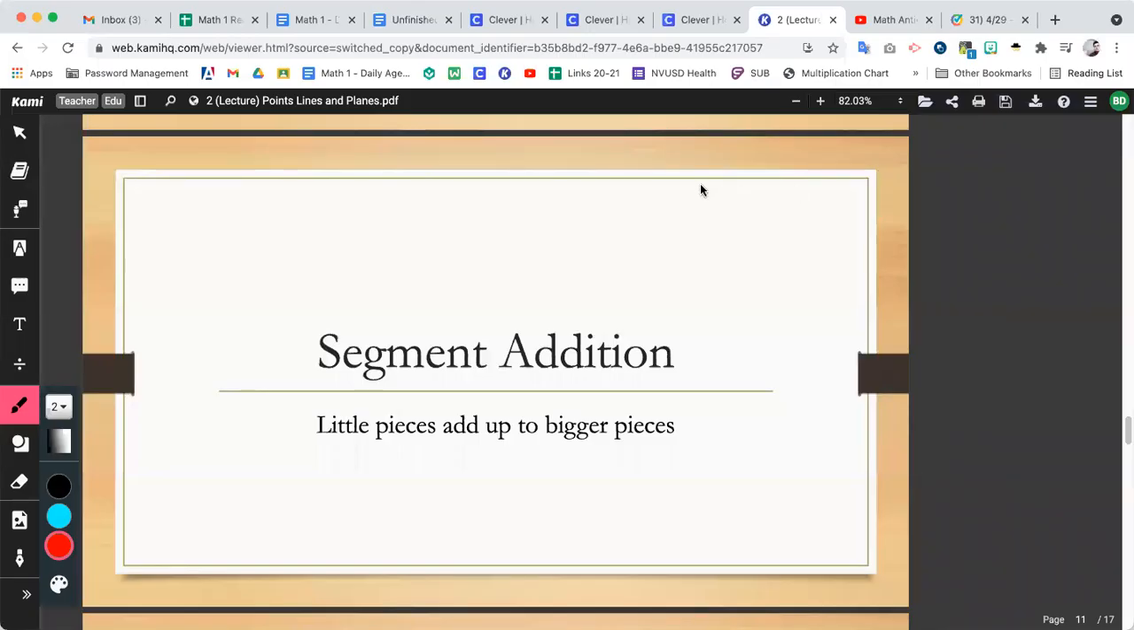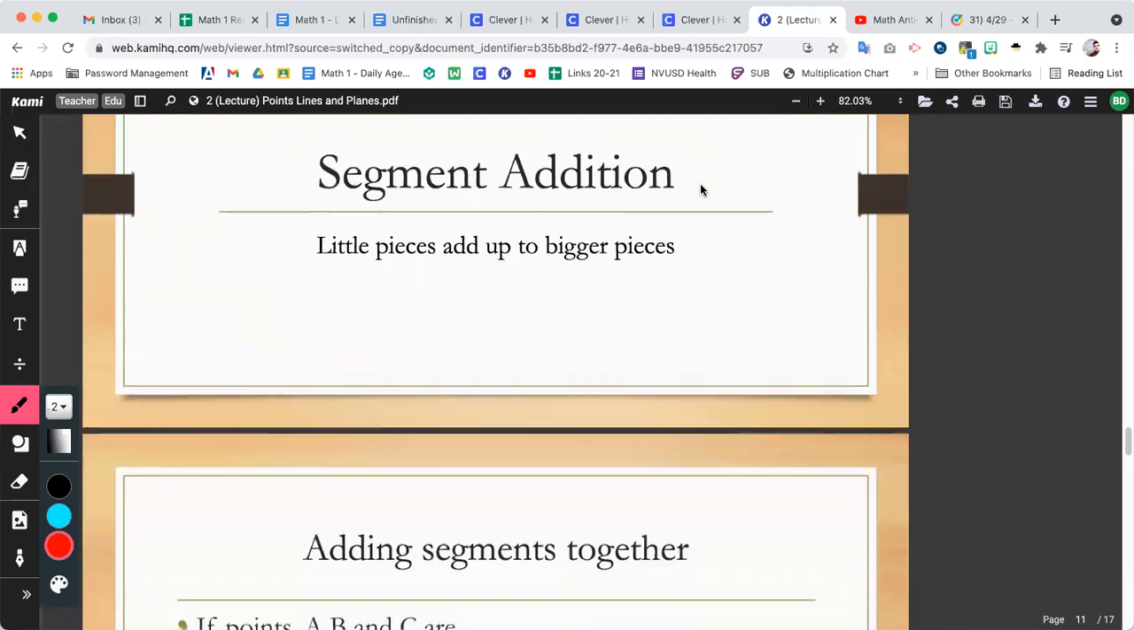Today's lesson is on segment addition. Now, segment addition is how we unite the two concepts that we've been learning, geometry and algebra. So today we're going to bring in some of the skills that we learned first semester, like solving for x, plugging x in to find a value. Those are all things that we're going to be talking about today.